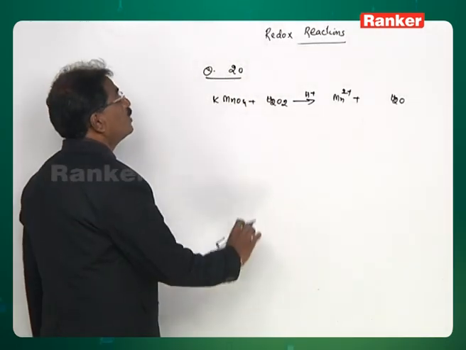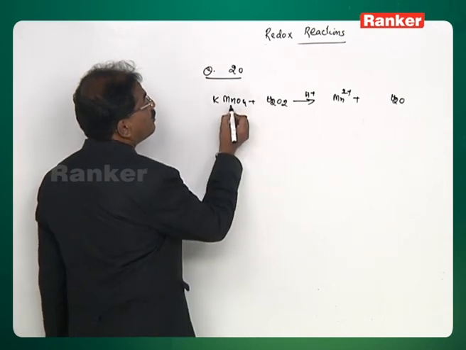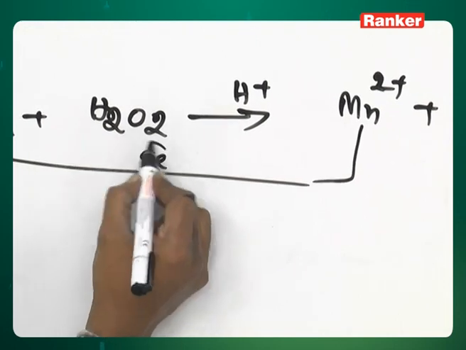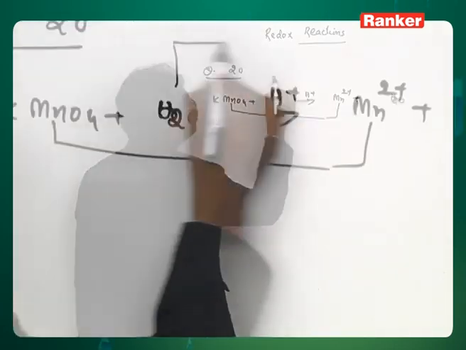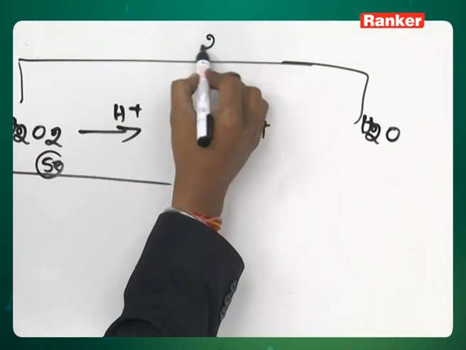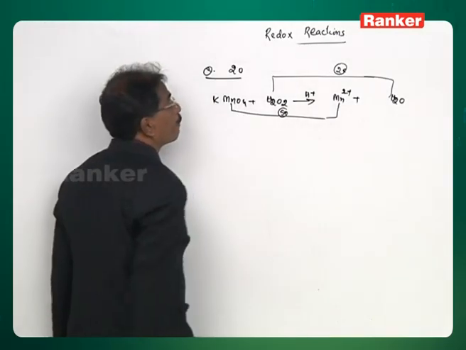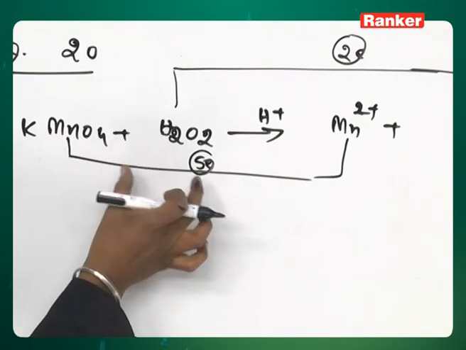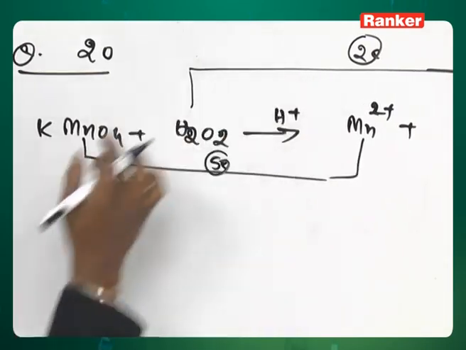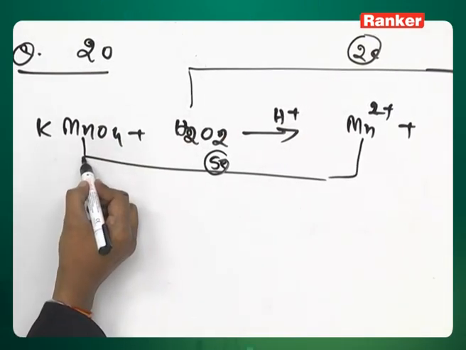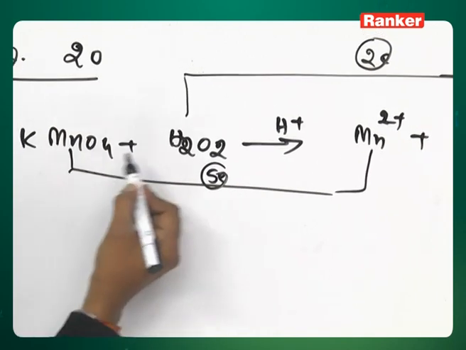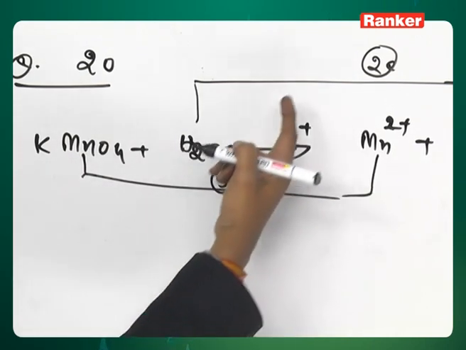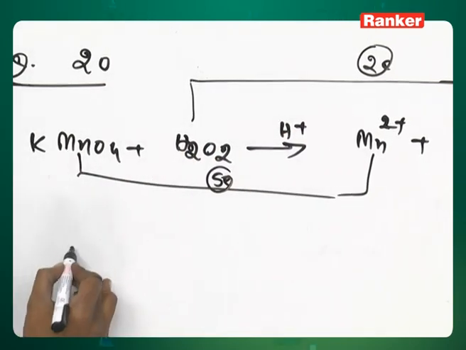H2O. In acidic medium, 1 mole of KMnO4 always gains 5 electrons, whereas 1 mole of H2O2 always supplies 2 moles of electrons. Therefore, in order to balance the reaction, first exchange the electrons. 1 mole of KMnO4 requires 5 moles of electrons, whereas 1 mole of H2O2 supplies 2 moles of electrons. Just exchange the values here.